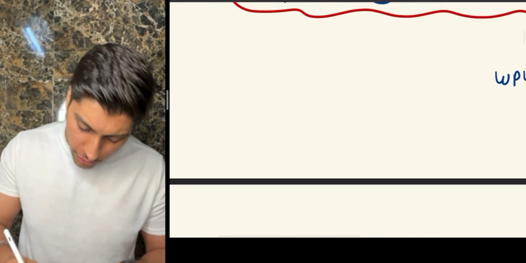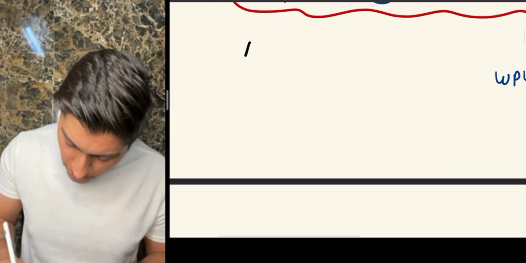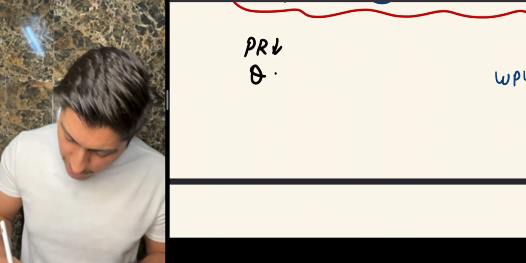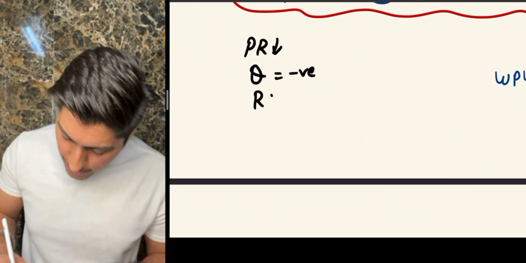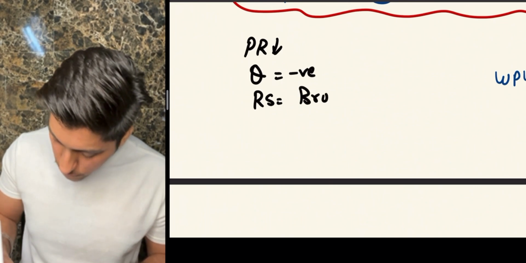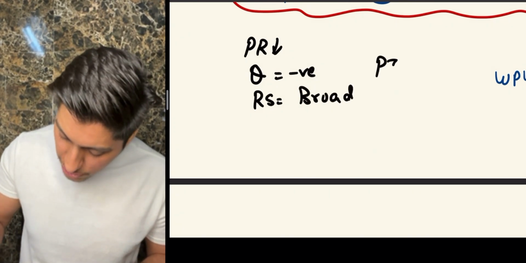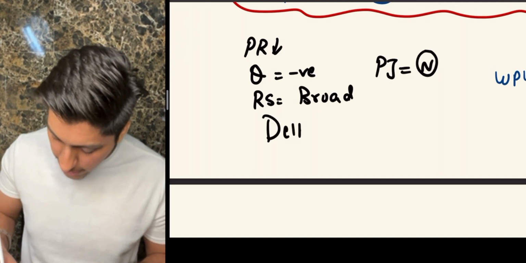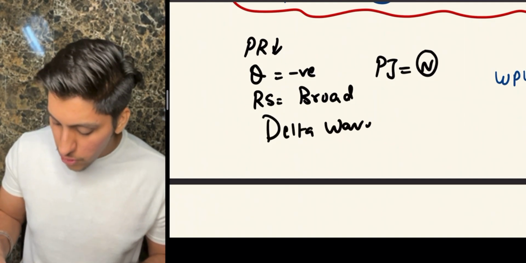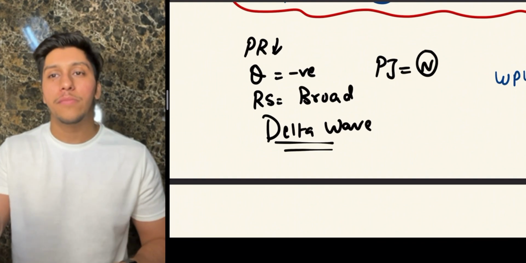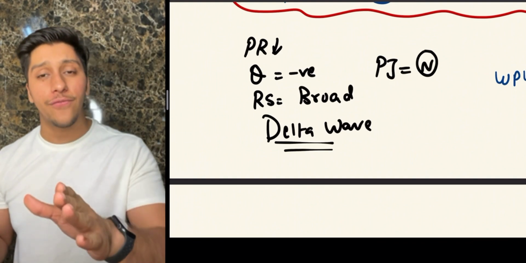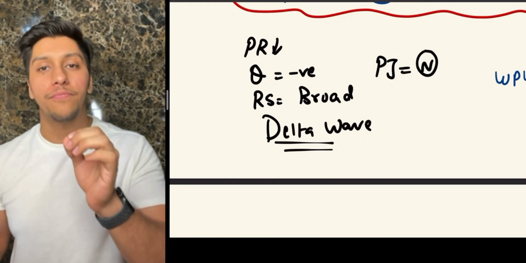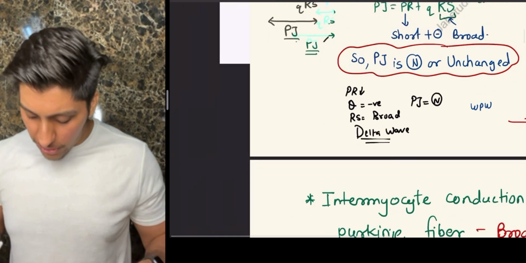I'll write it one more time over here. PR interval is going to get short. Q is absent. QRS is going to be broad. Thereby, the PJ interval is going to be normal. And you will also have a new wave which is a delta wave. So in short, these are all the information you need to know in the ECG findings of a Wolff-Parkinson-White condition.